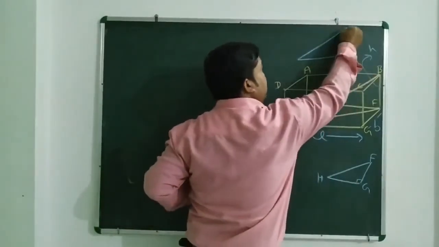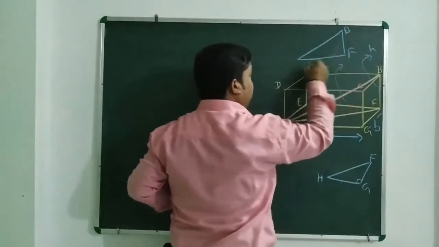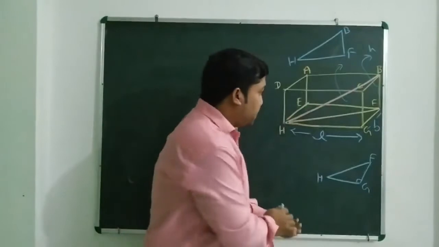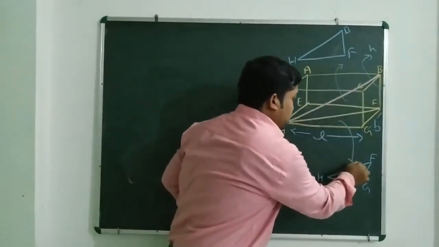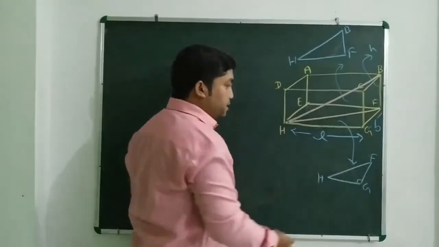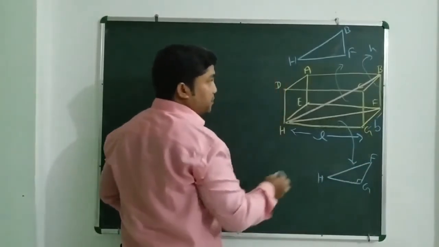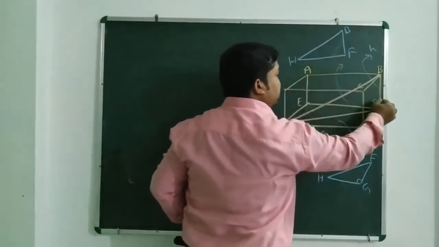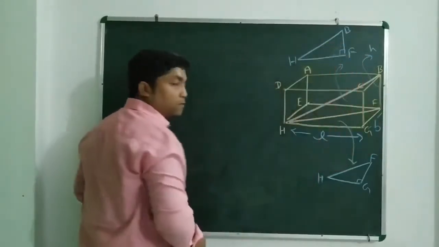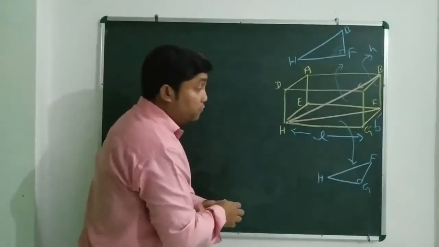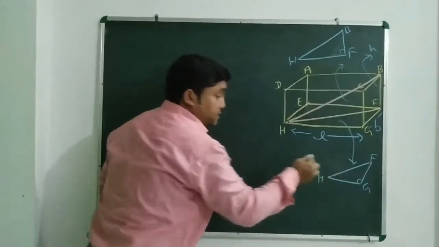What is that? B, F and H. The first triangle is F, G, H. Here angle G is equal to 90 degrees. And the second triangle is B, F, H, in which angle F is equal to 90 degrees. So first we have to find the diagonal FH.